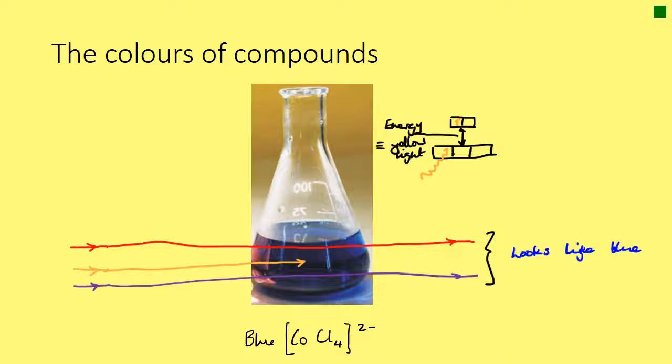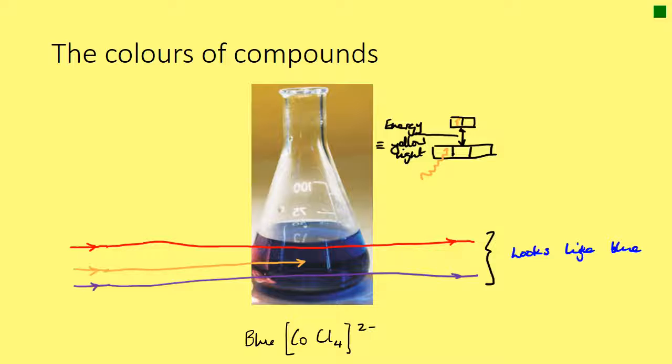So let's just dwell on how these metal aqua ions are so colourful. Here we have a blue sample. It's actually a cobalt ion solution where the ligand is a chloride. And let's assume that we've got some white light. So we're going to approximate white light with some red. Some red light is incoming. We've got some yellow incoming. And let's say we've got some purple light incoming as well. So that's white light, and that comes through.